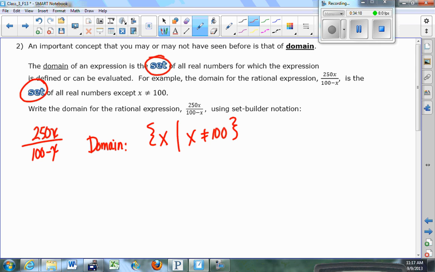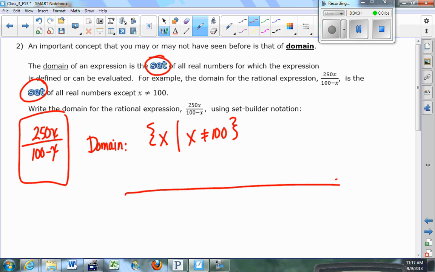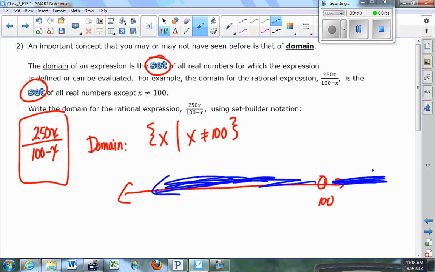Nope, because this includes all numbers except for 100. So if we were looking at this, it's not referring to the problem, the application, it's just referring to this expression, okay? What this says is that if you were on the real number line, you'd be out here at 100, and you'd have an open circle, and every other number to the left of 100 you could put in that expression, and every number to the right of 100 you could put into that expression, and your calculator is going to give you an answer. It's only at 100 that you get the answer error.